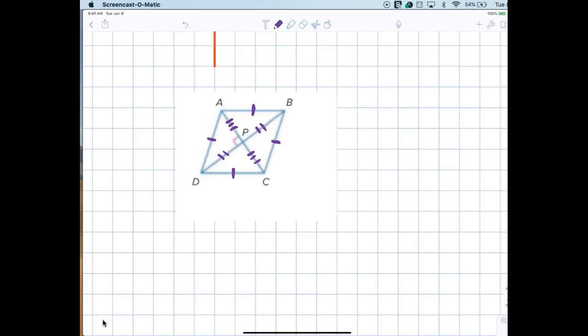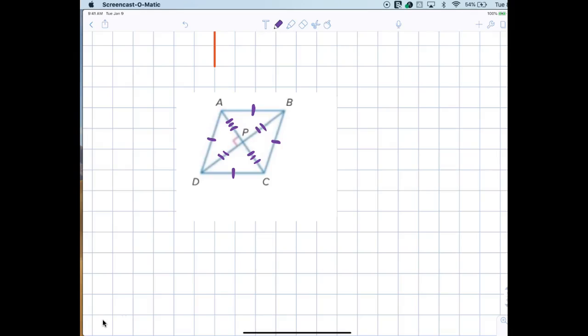All right, so now somebody tell me what's true about all four of those triangles now. What seems to be true about all four of those triangles that were created? Come on, speak up, join the class. They're all equal. They're all congruent. Is everybody good with that? There are four congruent triangles there.